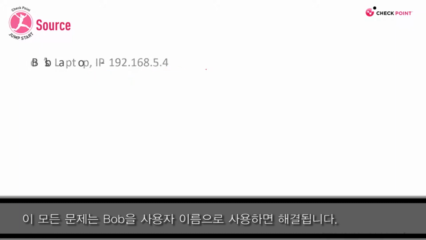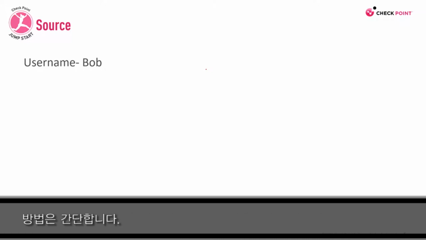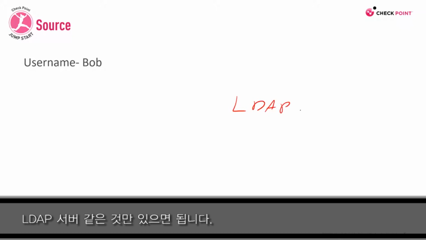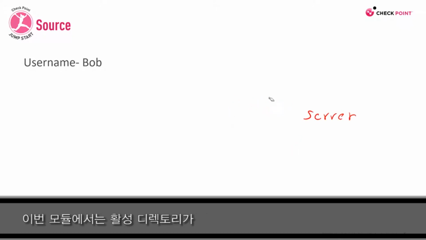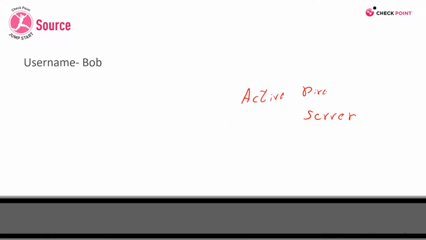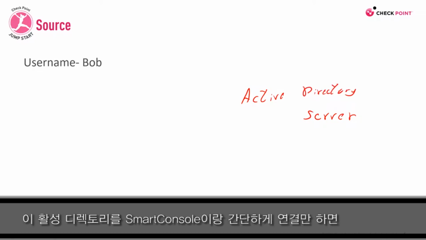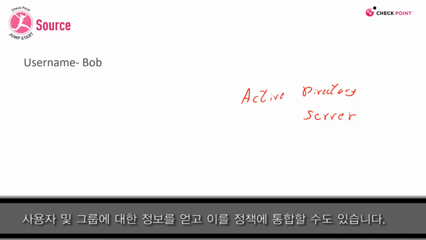A solution would be to use Bob as a username. And it's really easy. You just need some sort of an LDAP server. In our case, we have an Active Directory running, and we'll simply connect Active Directory with our Smart Console, allowing us to get information about users and groups and integrate it into our policy.